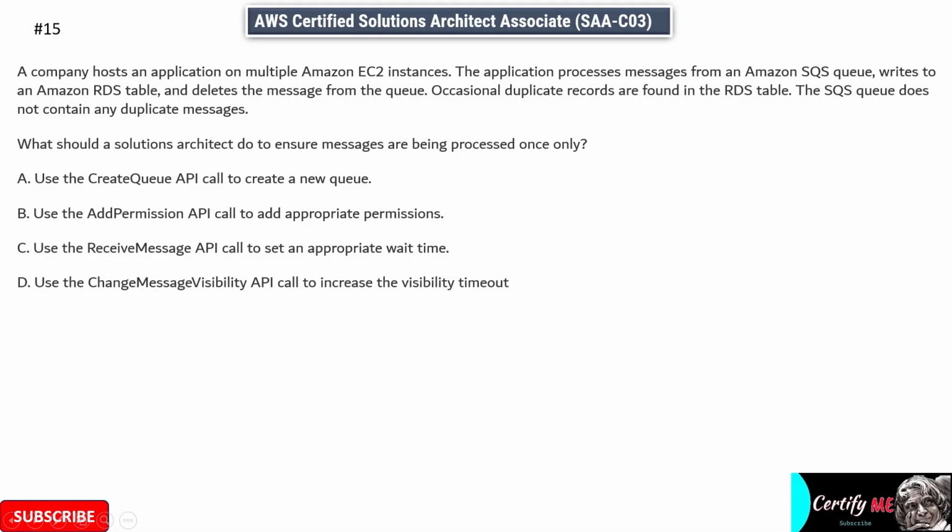Option A. Use the create queue API call to create a new queue. Option B. Use the add permission API call to add appropriate permissions. Option C. Use the receive message API call to set an appropriate wait time. Option D. Use the change message visibility API call to increase the visibility timeout.